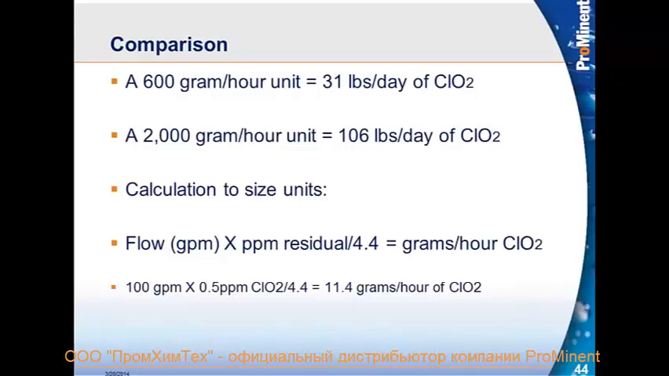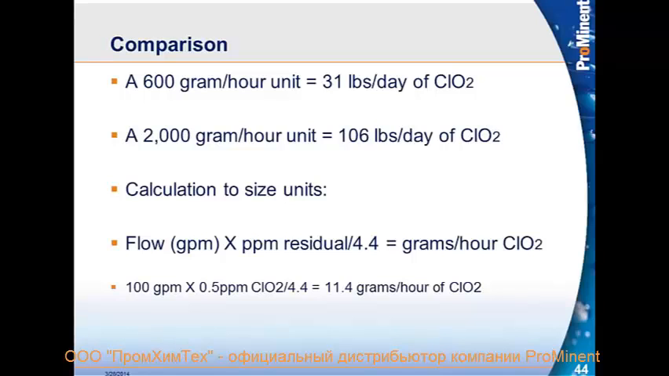In order to calculate the size of the generator you would need, a typical calculation, now this doesn't take into consideration the iron and manganese we talked about earlier, but you would take your flow rate in gallons per minute, and multiply that by your ppm residual that you want to have for your process.